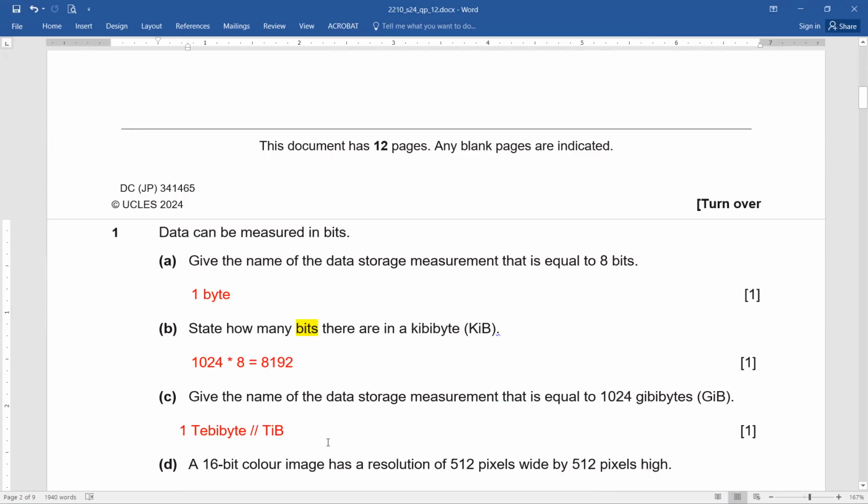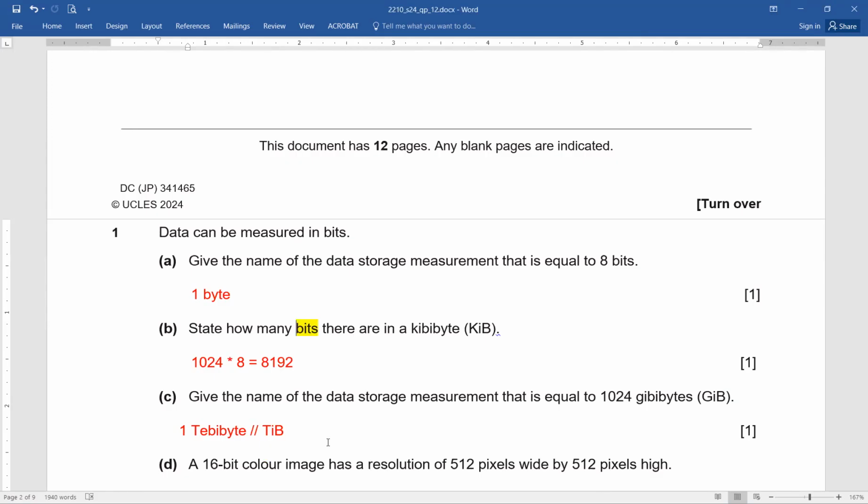Now, give the name of the data storage measurement that is equal to 1024 Gigabytes. And I hope that you remember that it's 1 Tebibyte, or if a student is not aware of the full forms, then you can simply write down TiB. Be cautious, T is capital, i is small, and B is again capital because of it being a byte. I hope that we all remember it, isn't it? Okay. Now this part B, your favorite question, no?